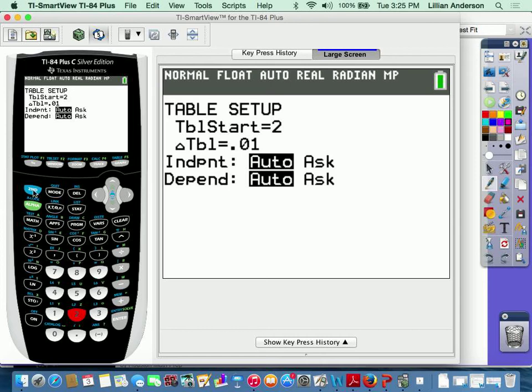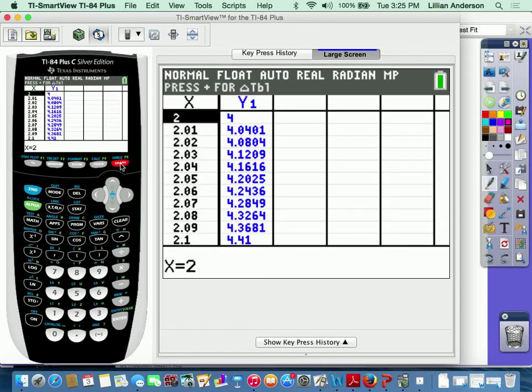So then I'm going to press the second button and then the graph button, and it's going to show me the table. And right now I'm starting at 2. And as I can see, as x approaches 2 from the right hand side, think about coming from like 4, 3, into 2, I'm getting closer and closer and closer to 4.